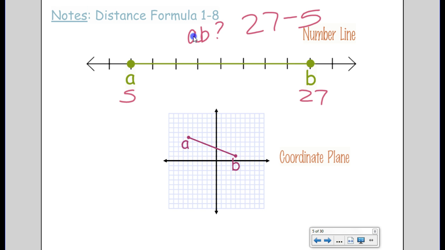How far is it from 5 to 27? 27 minus 5. Oh, I got that wrong. 22. It would have been 22 units apart. I don't really know what the units are.